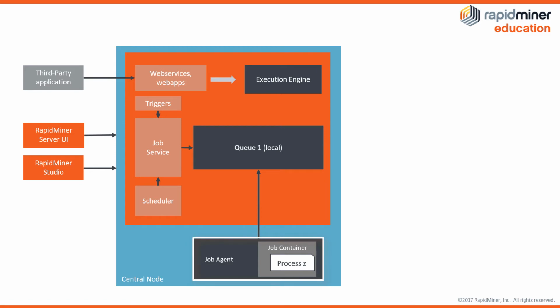Job agents can be seen as separate instances or applications on a machine, and they can hold one or more job containers. Each job agent is connected to a job queue within the RapidMiner server, and they can be installed on the same or alternatively a different host.